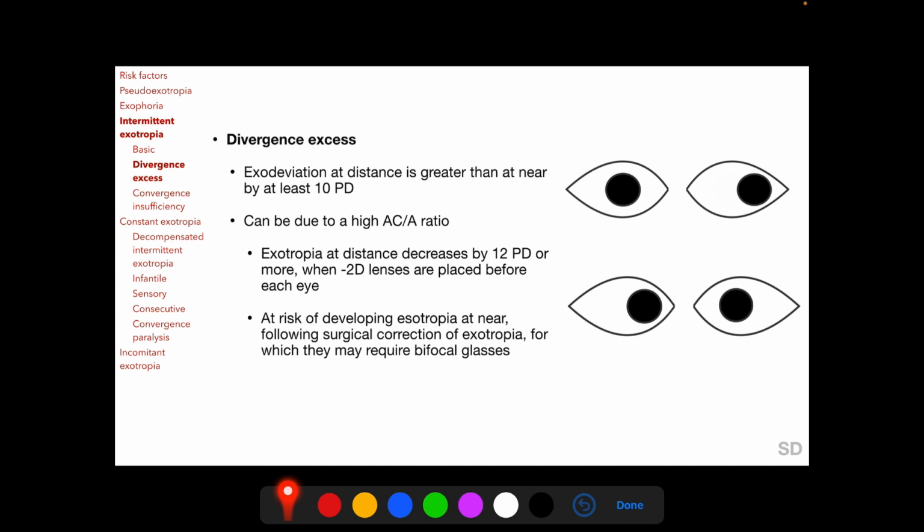Along with this accommodation, accommodative convergence, which is abnormally high in patients with high AC/A ratio, is also induced, and this high accommodative convergence reduces the exotropia at distance in these patients significantly. And patients with divergence excess intermittent exotropia with high AC/A ratio may develop esotropia at near following surgical correction of exotropia, for which they may require bifocal glasses.